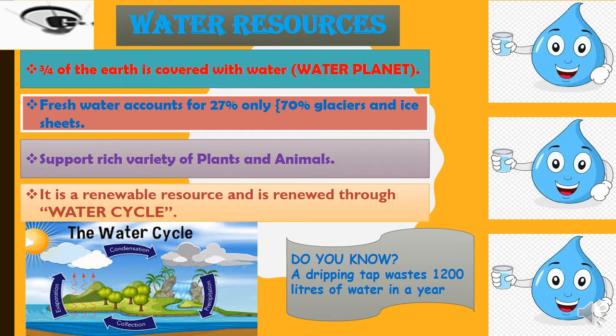Evaporation takes place when the sun heats up water in the water bodies and turns it into vapors or steam. When water vapor reaches the air, it gets cold. It changes back into liquid, forming clouds. This process is called condensation. When a lot of water is condensed, the clouds become heavy and it rains. Water is also a renewable resource.